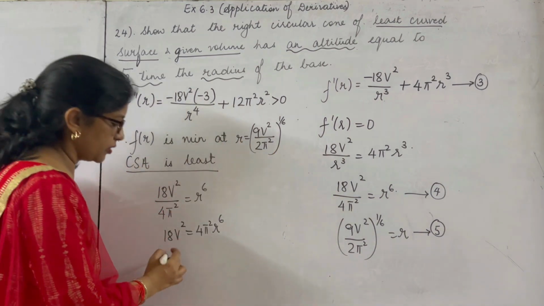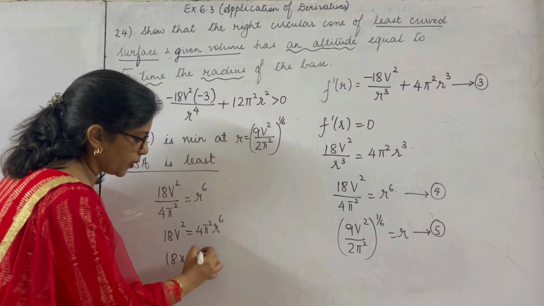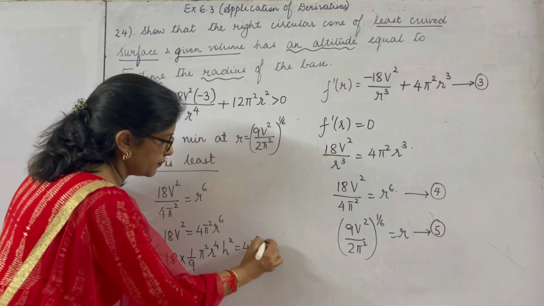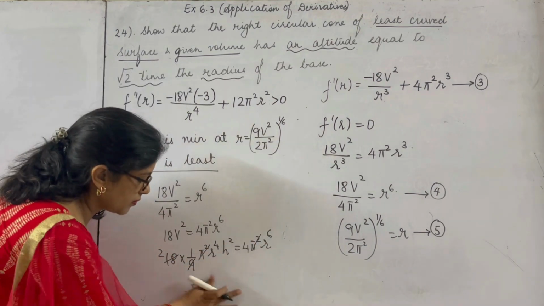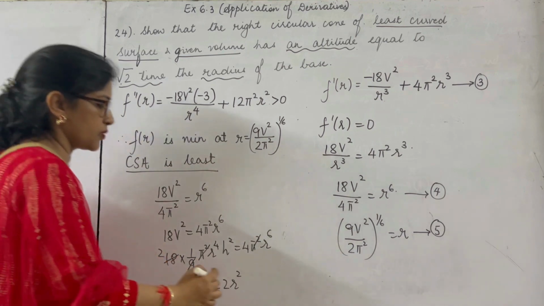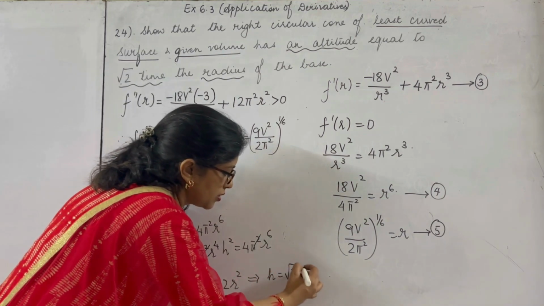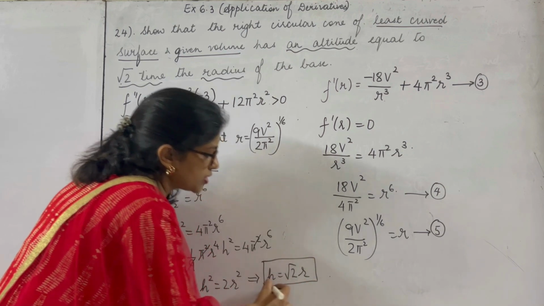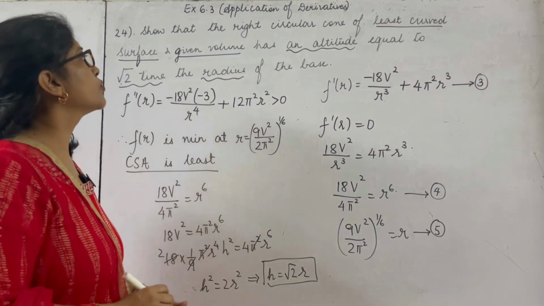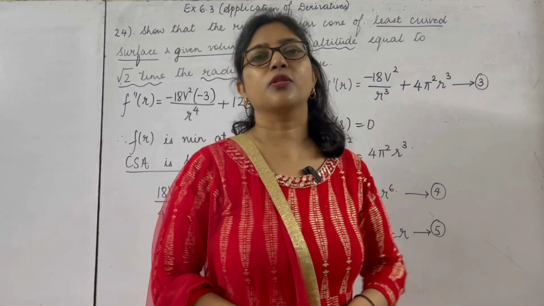So put the v value here now, which is after squaring, so we have h square is 2r square, or we can say h is root 2r. The altitude is root 2 times the radius, and that proves the question. Hope you understood the question.